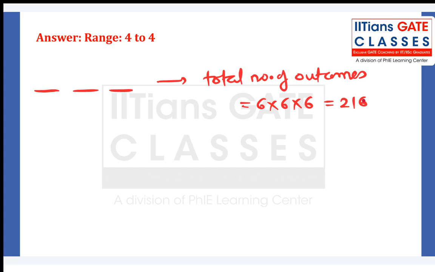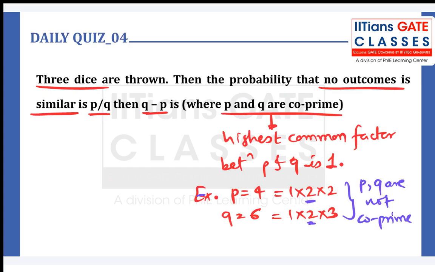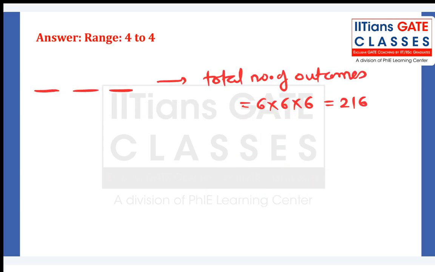But now what are they asking for this event? What are the favorable outcomes? The event they are mentioning is no outcomes is similar. Okay, so for example, in the first try, any of the numbers could turn up. So there are 6 possibilities in the first try, but in the second try, the number that has turned up in the first try must not be there. Okay, so there are only 5 choices. And similarly, in the last try, the numbers that have turned up in the first couple of trials should not be there. So there are only 4 choices, right?